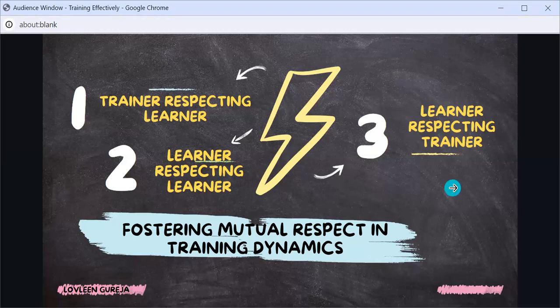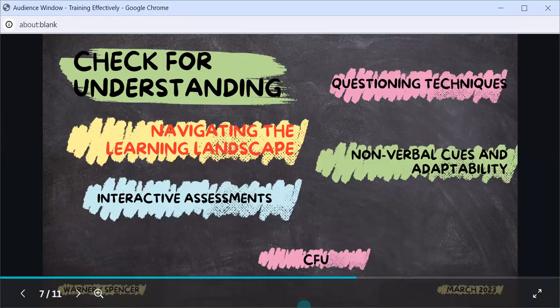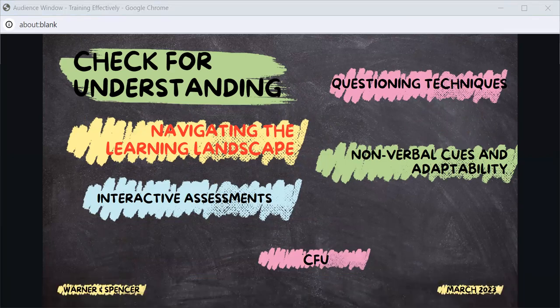Now, above all, when you're delivering any session, the most important part is to ensure that the lesson is delivered well. The motto of the training is delivered well. So how will you do that? By checking for understanding. You need to ensure that your participants are on the same page as what you want them to be. And this is very crucial. So confirming that the learners comprehend the material. That is the fundamental of effective training, right?